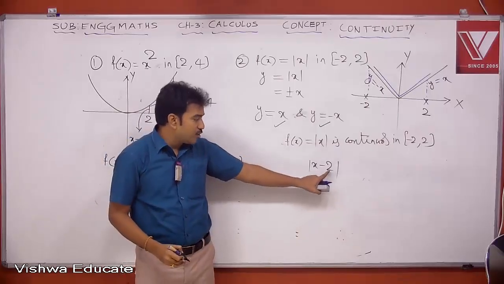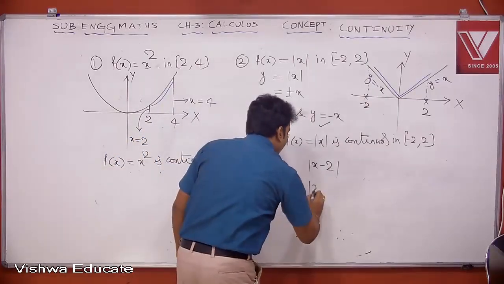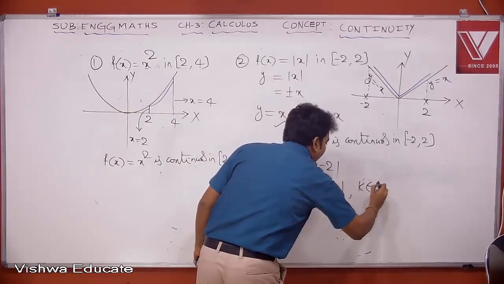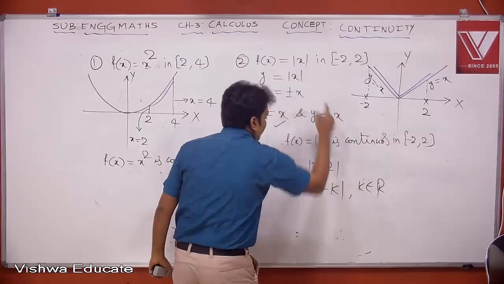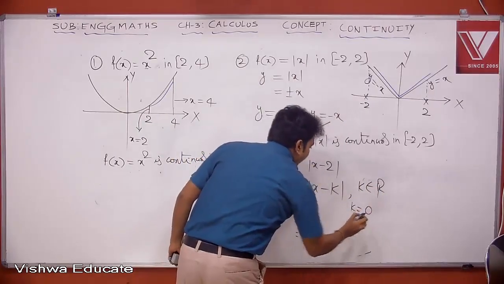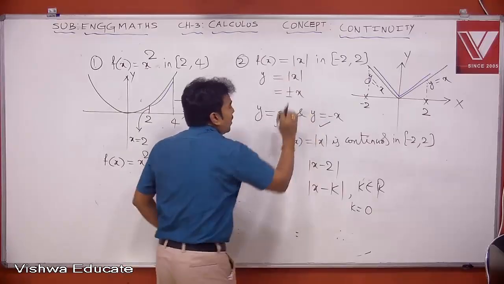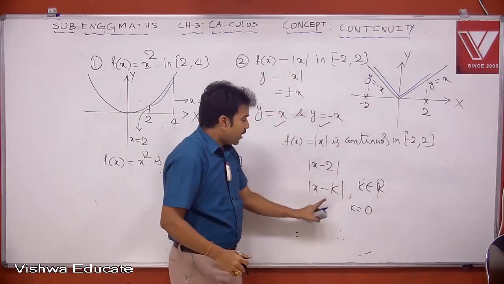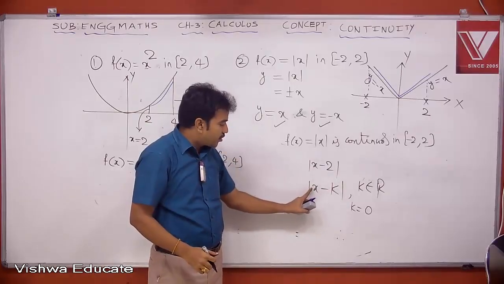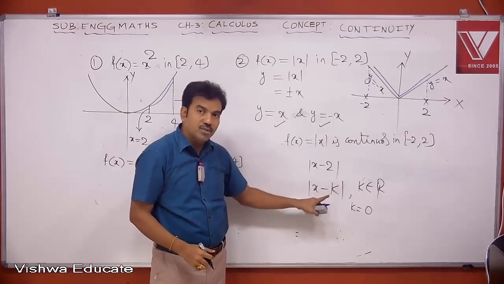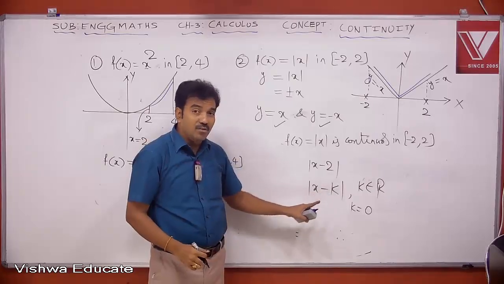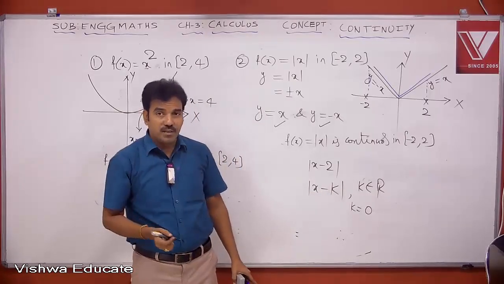See, when you take a generalized value, suppose I take modulus of x minus k, where k is any real number. In our context, the k value is 0. So when k is 0, the function will be mod x. We have seen that it is continuous in the closed interval minus 2 comma 2. Now if I generalize this, the function will turn into modulus of x minus k. So when you replace k by a negative value, it becomes x plus something.